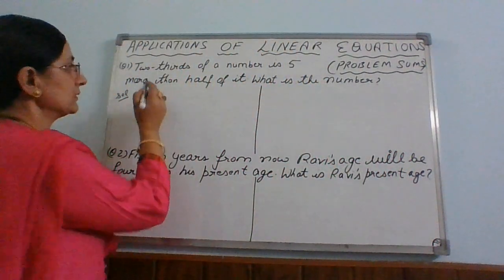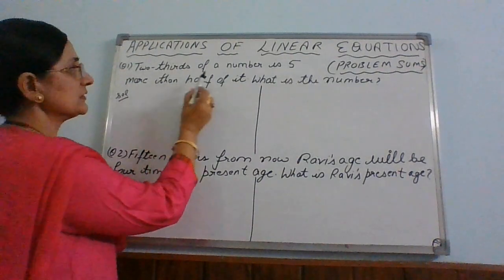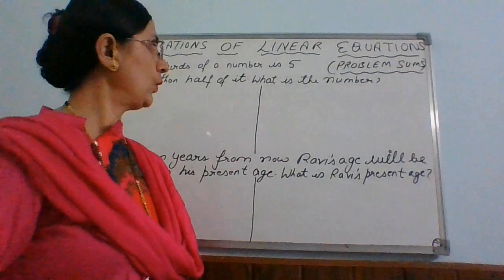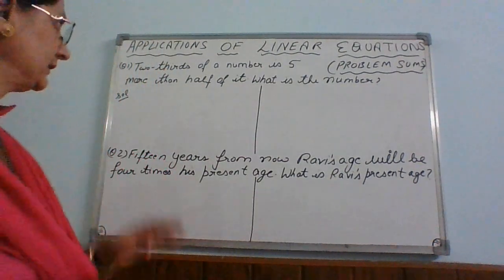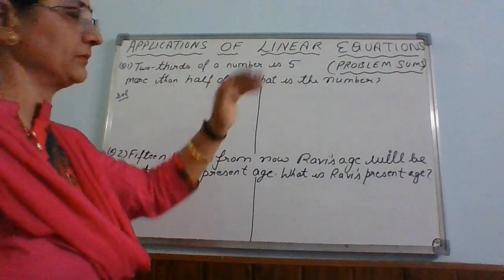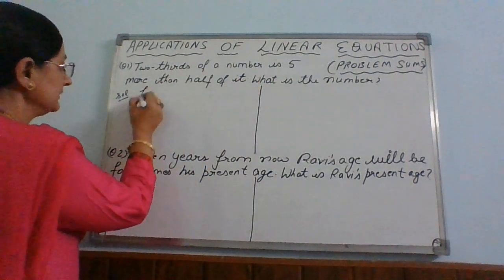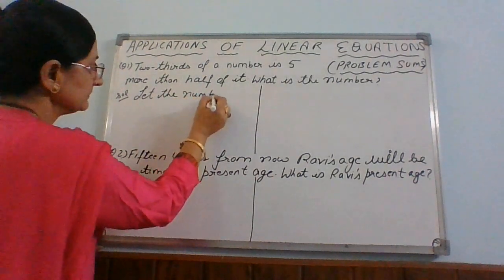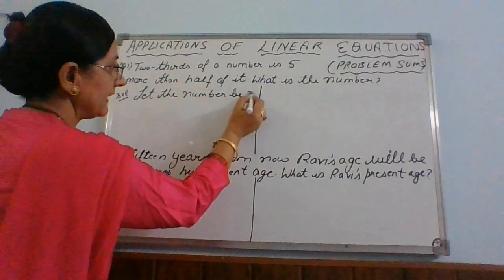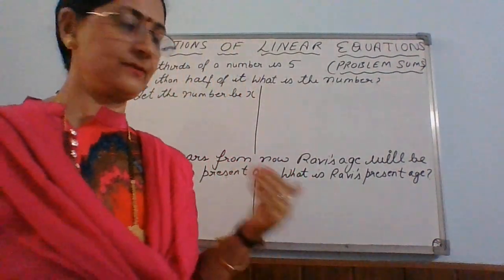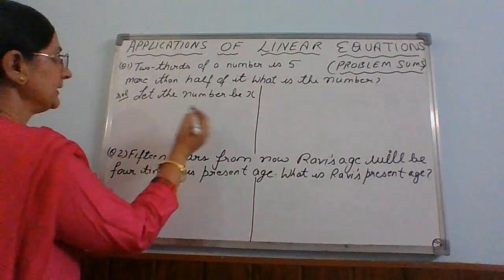Now, I'll read this question. 2/3 of a number is 5 more than half of it. What is the number, right? The question is that 2/3 of a number is 5 more than half of it. So let us assume, let the number be x. We don't know the number, we have to find the number. So that is a variable. So that is x. Let that number be x.